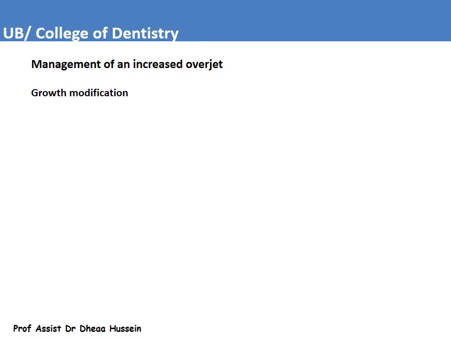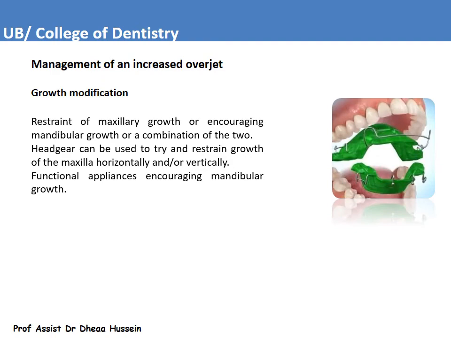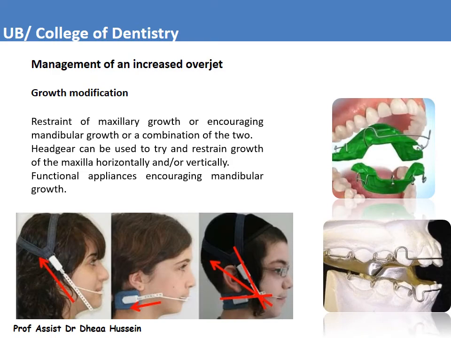Management of increased overjet is the prime treatment target for those patients. One of the treatment modalities is growth modification. This growth modification is done by restraining the maxillary growth and enhancing the mandibular growth. This can be done by lots of different devices. One of them is the headgear, with a horizontal or vertical pull depending on the direction of the growth modification.